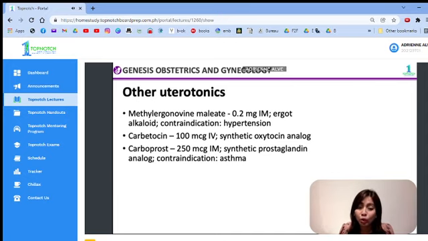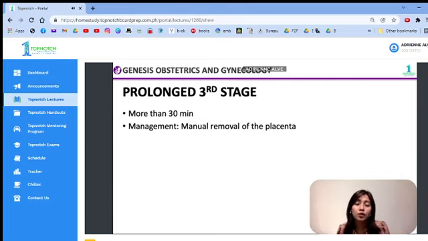Same as methergine, we don't give that in the presence of asthma and hypertension. Okay? So these are your other uterotonics. Okay, meron po ba, doktor, na prolonged third stage of labor? Yes, meron prolonged stage of labor na tinatawag. Ito yung kapag hindi pa rin nag-deliver yung placenta more than 30 minutes. So that's what you call prolonged third stage of labor.